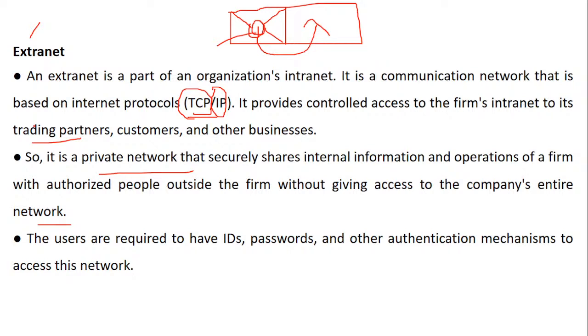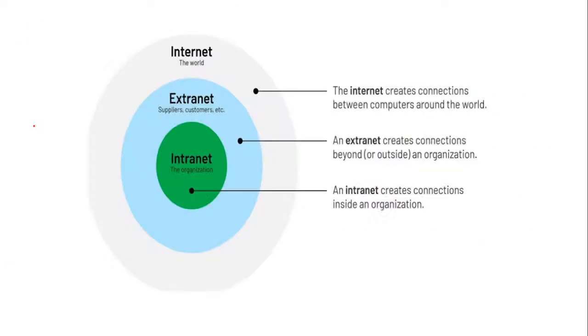Okay, still we have a little bit of summarization also. When we talk about the internet, it is the one which creates connections between computers around the world. See, first is internet, second is intranet, which creates the connection within, that is inside the organization, and extranet is creating a connection beyond, that is outside the organization, in the form of suppliers or customers who want to get in touch. Okay, so that is how it gets connected.